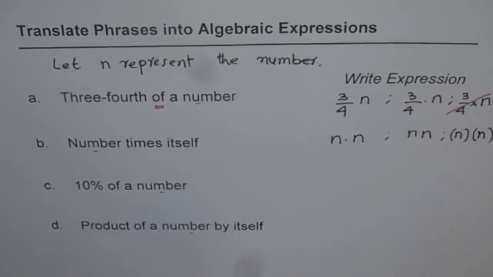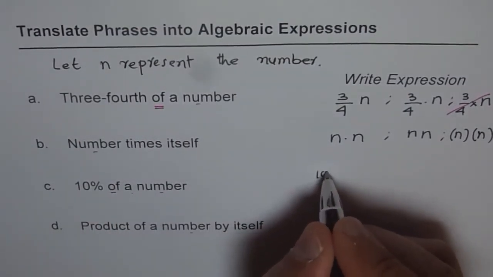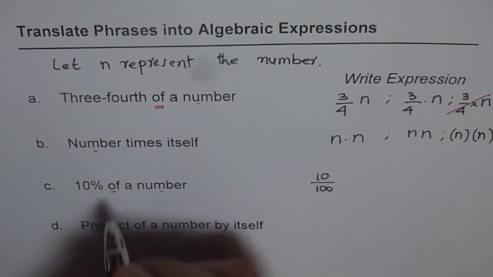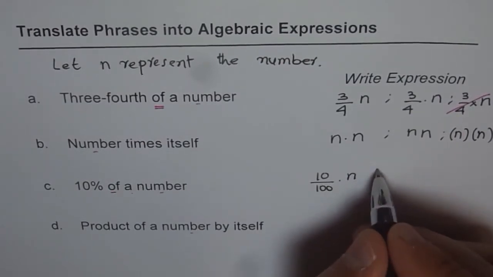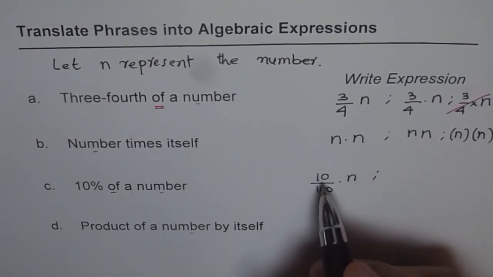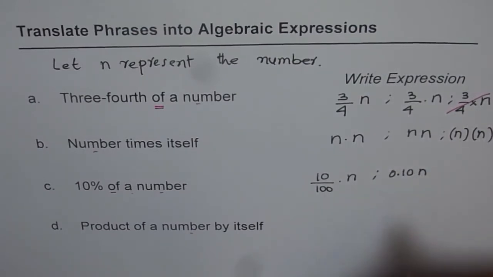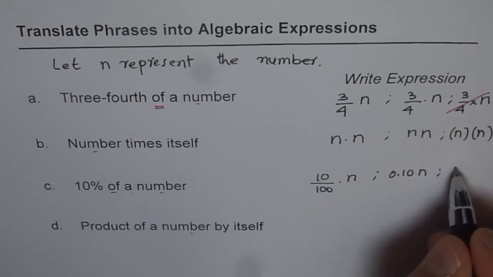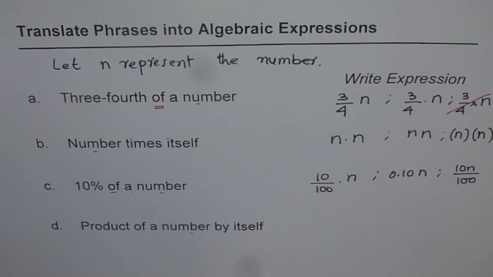10% of a number. The meaning of 10% is 10 out of 100. And of means multiplication, a number, so n is our number. So this is how you can write. You can also write this as 10 divided by 100 is 0.10 times n, you can write like this also, correct? Or you could write 10n over 100. All are correct.